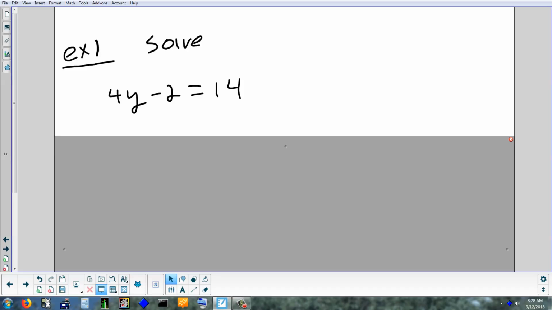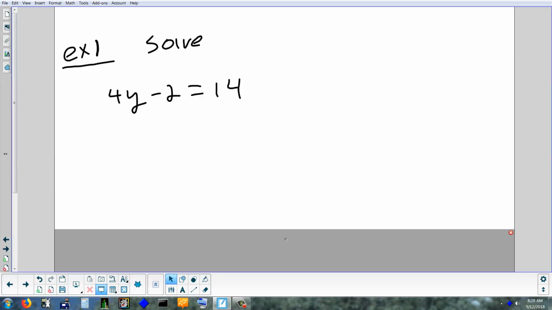Next thing, combine like terms. Do I have multiple y's on the same side of the equal sign? No. Do I have multiple constants on the same side of the equal sign? No. I don't have like terms on the same side, so there's nothing to combine. What's our next step after simplify, since we didn't have to do anything there? Addition or subtraction, exactly. We're going to do addition and subtraction.